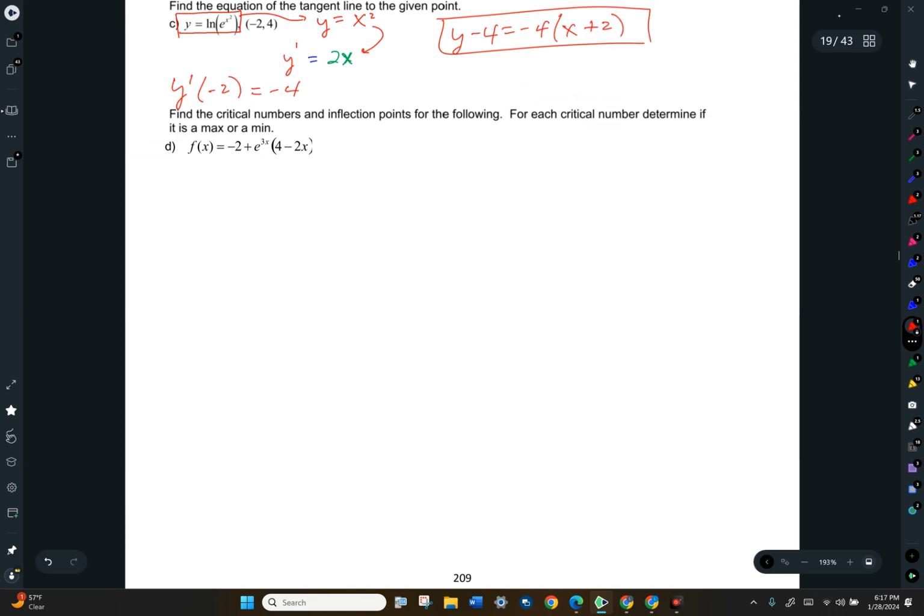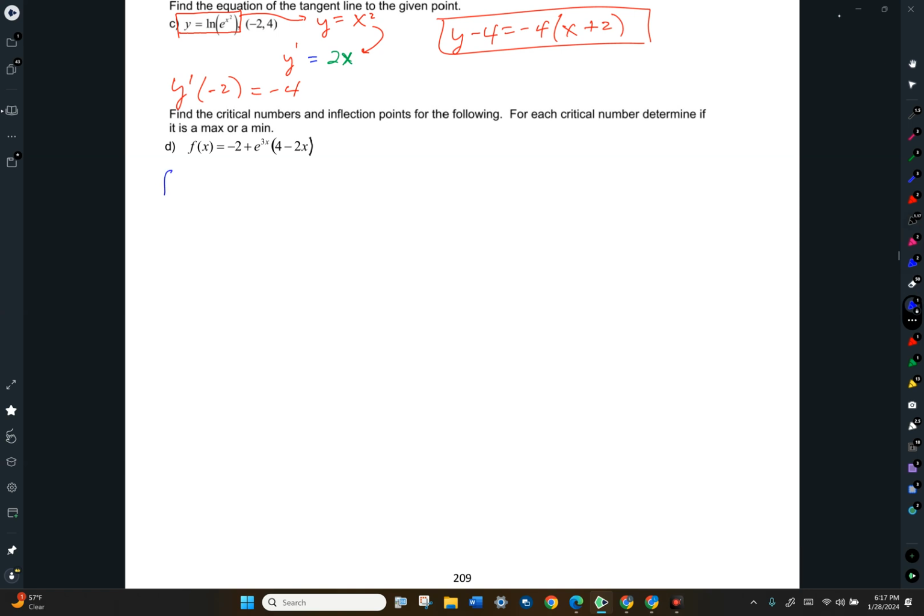Okay, look at the next one. It says, find the critical numbers and the inflection points for the following. Okay, so I've got that e to the 3x is being multiplied by this quantity, 4 minus 2x. Yeah, you could distribute to e to the 3x if you want to before you start jumping in, but either way, I'm going to have to do a product rule, so I'm just going to jump in right now.